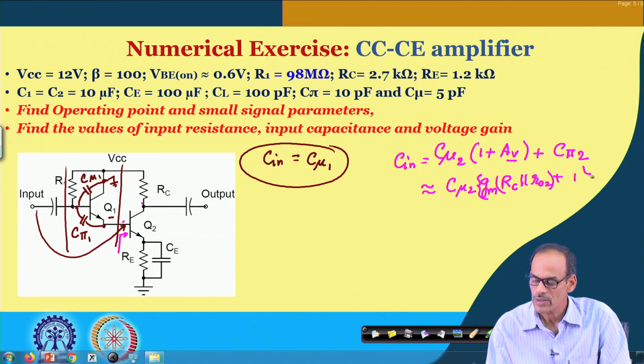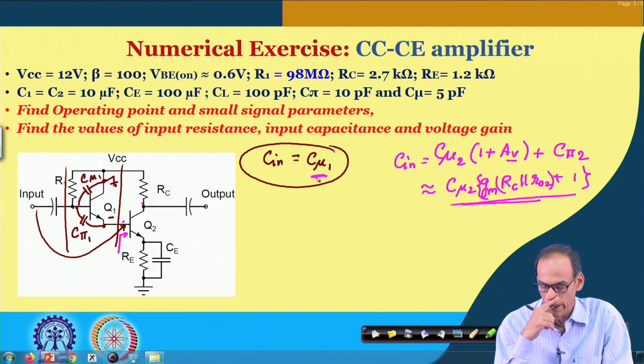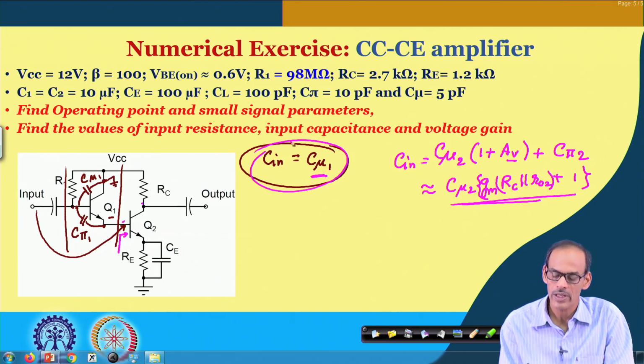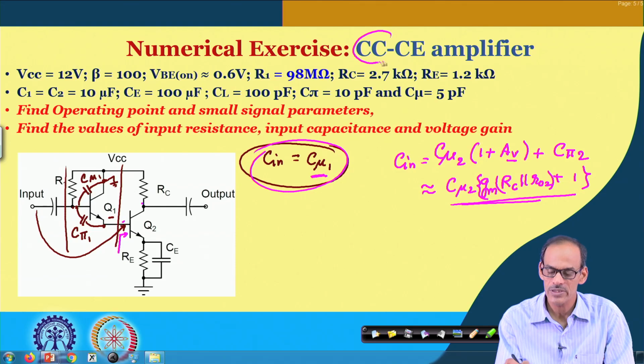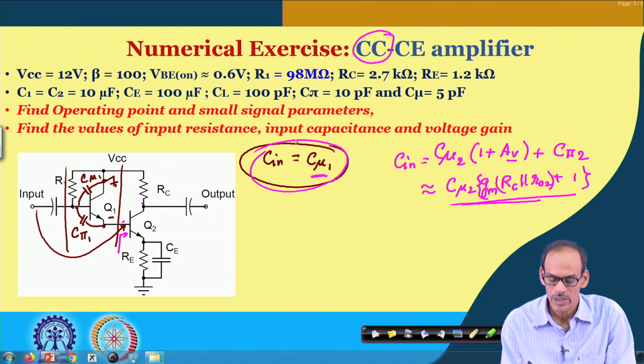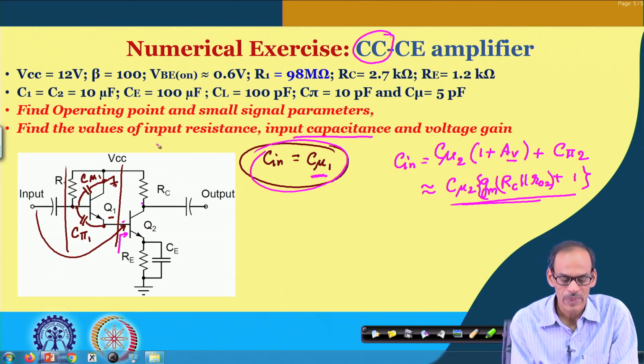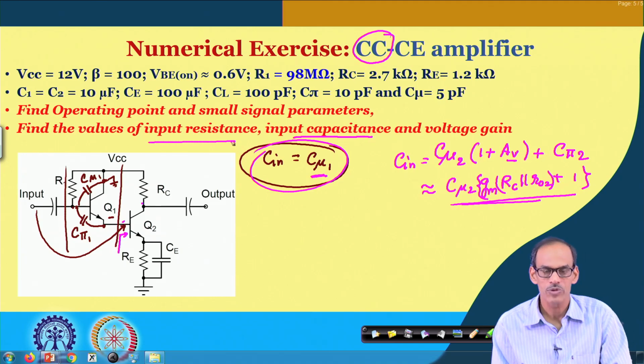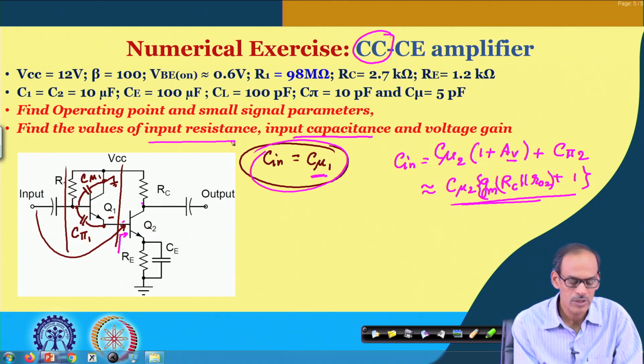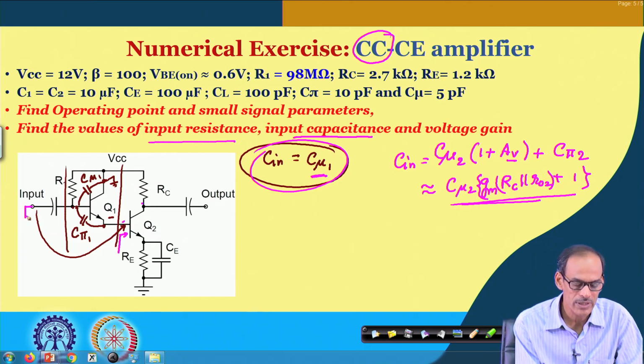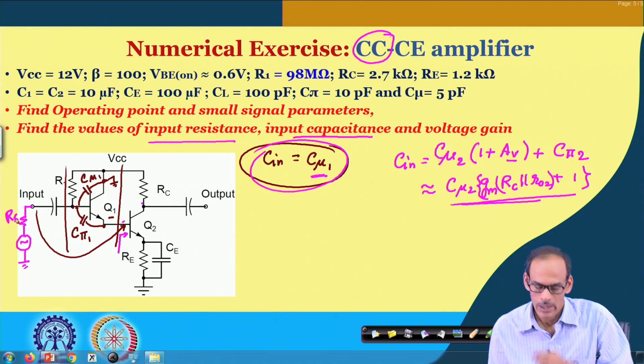So, definitely if you compare this value and this value, this is much smaller. So, again putting this CC stage, it is helping us to reduce the input capacitance and to increase the input resistance. That may be useful in case you are feeding the signal from a signal source having very high source resistance Rs.